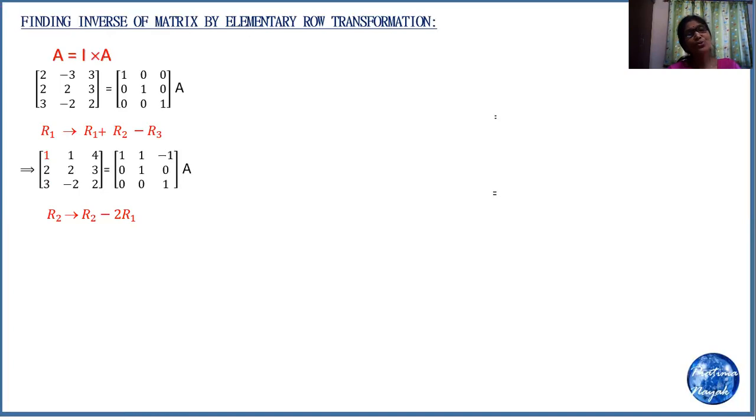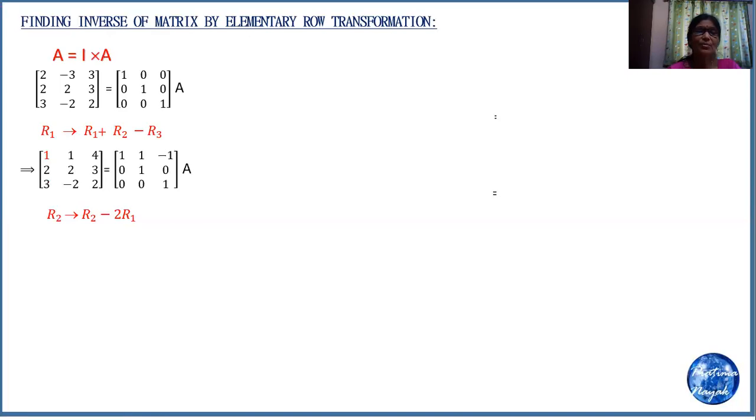So 1 into 2, 2, 2 minus 2, it will be 0. Here you will notice, be very careful, when I am writing the operation R2, I am changing 2 into 0. There will be no change in R1 and R3. They will be copied as it is.